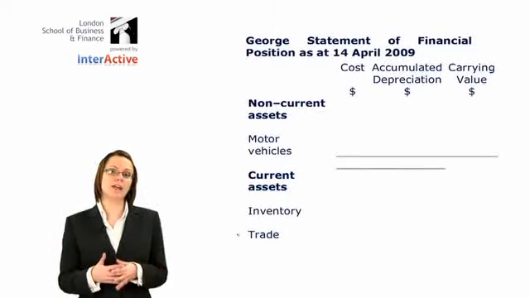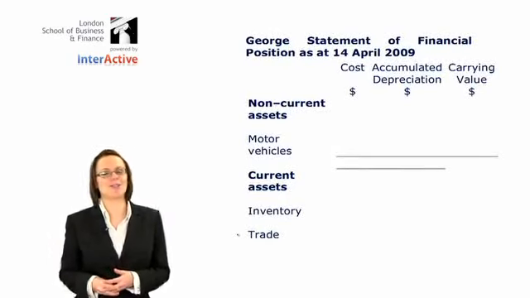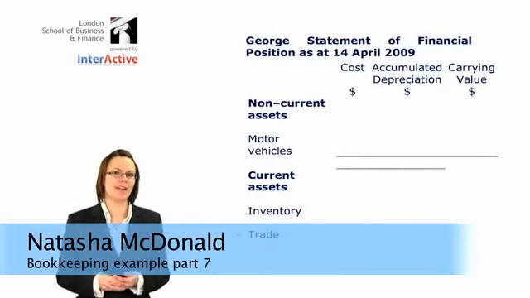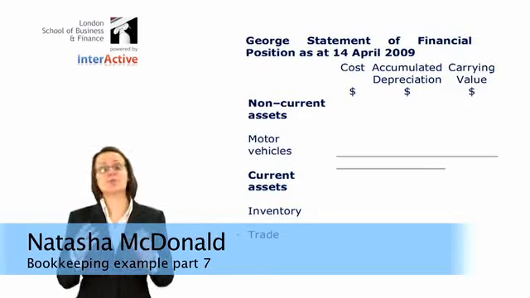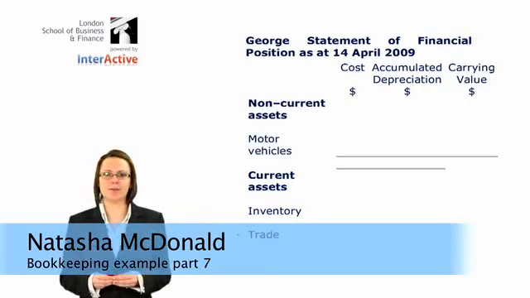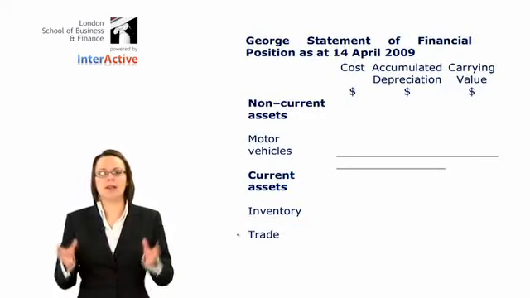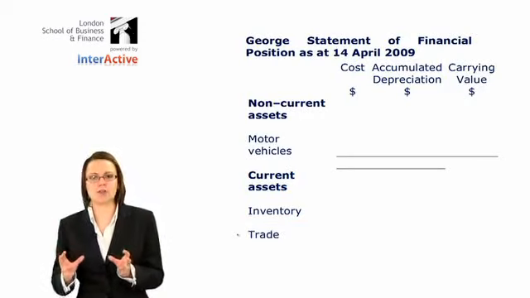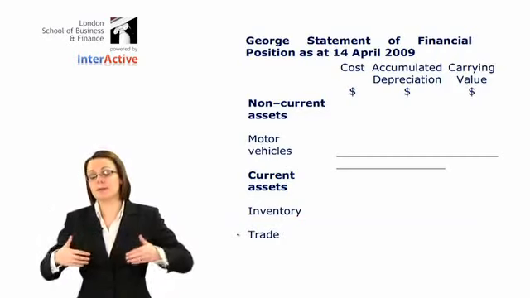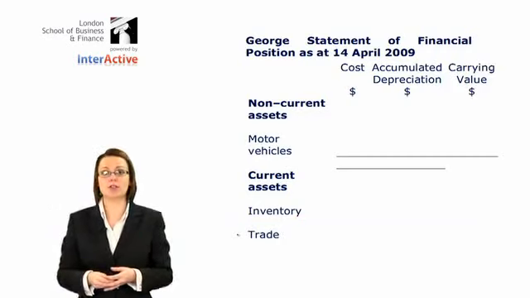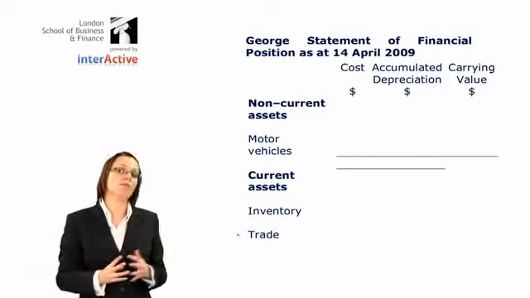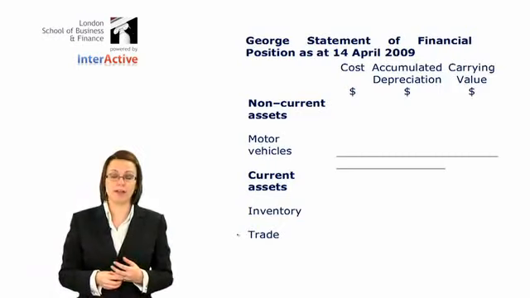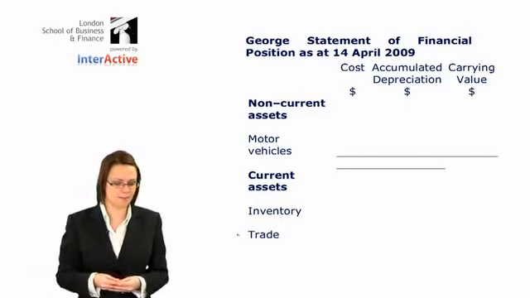We're now going to have a look at the final part of the George example. And the final part is preparing the final financial statement, being the statement of financial position. Now remember, this is the second financial statement which will be presented to the external users of the accounts, along with the statement of comprehensive income, amongst other things.